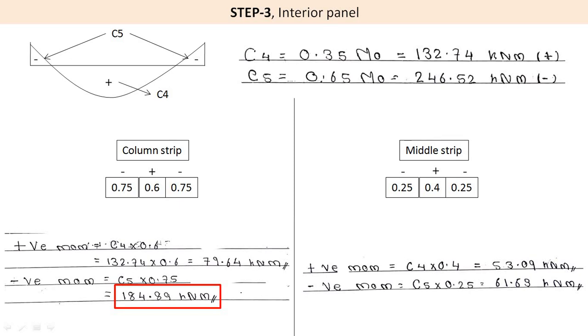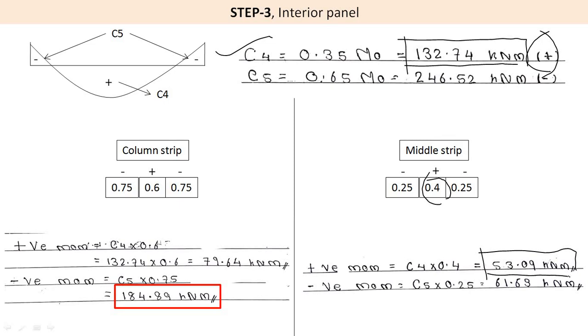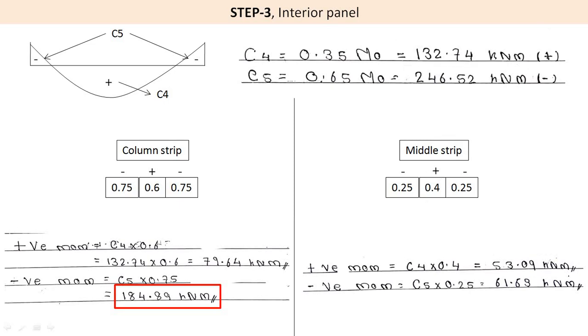Now coming on to the middle strip, we will see the positive moment. For positive moment the factor will be 0.4 into C4, so we will use 132.74 kilonewton meter. So we have the positive moment as 53.09 kilonewton meter. Now coming on to the negative moment, the distribution factor is 0.25 into the negative C5, which is 246.52 kilonewton meter. So we have found the value for the negative moment as 61.63 kilonewton meter.